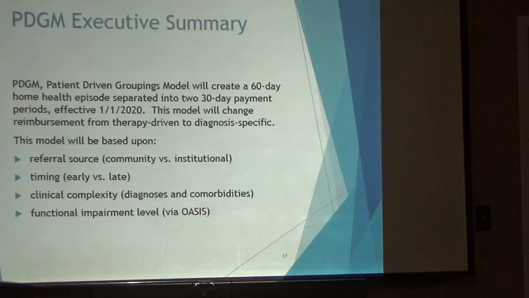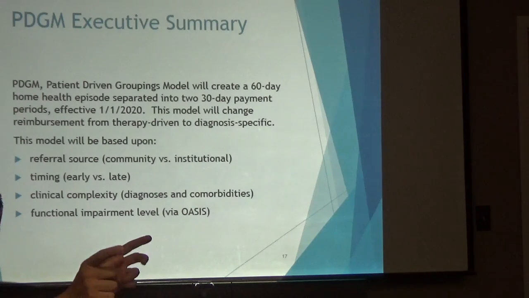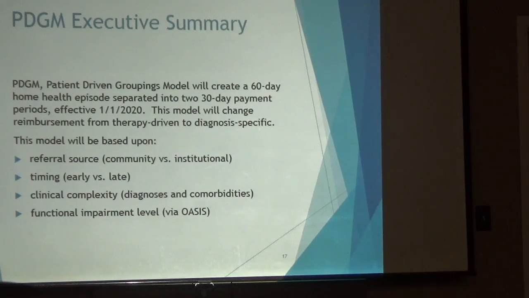So we created an executive summary for our outside bodies that we work with to help them understand it. So really simply, the Patient-Driven Groupings Model. The big change is it's going to split a 60-day home health episode into two 30-day, they're calling them periods. So it's still a 60-day episode, but it's two 30-day periods, and it's more for payment. It is effective January 1. This model will change reimbursement from therapy-driven to diagnosis-specific.